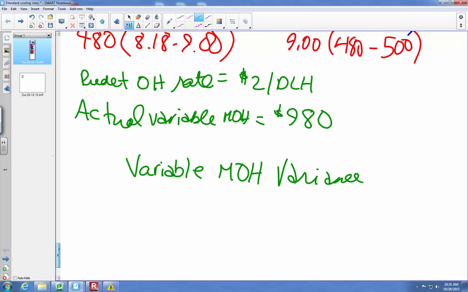First off, let's do our total variable manufacturing overhead variance. The total variance is always the difference between the what? The actual and the what, Jess? The actual and the plan. The actual and the standard, yep. Total actual minus total standard. And then we're going to break it down into the two, just like we did with labor.